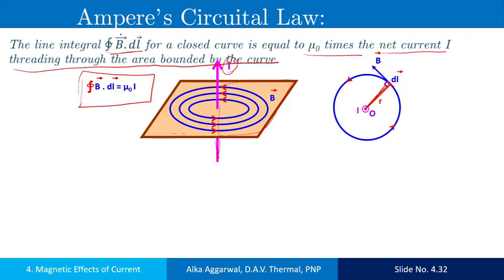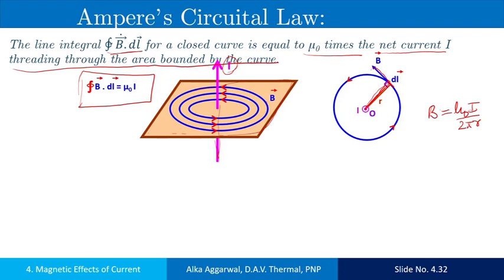Now we are talking about this loop. It is the magnetic induction, and this one is the center. The magnetic induction is tangential to the plane, and for the straight conductor, the value of the magnetic induction is mu naught I upon 2 pi R.